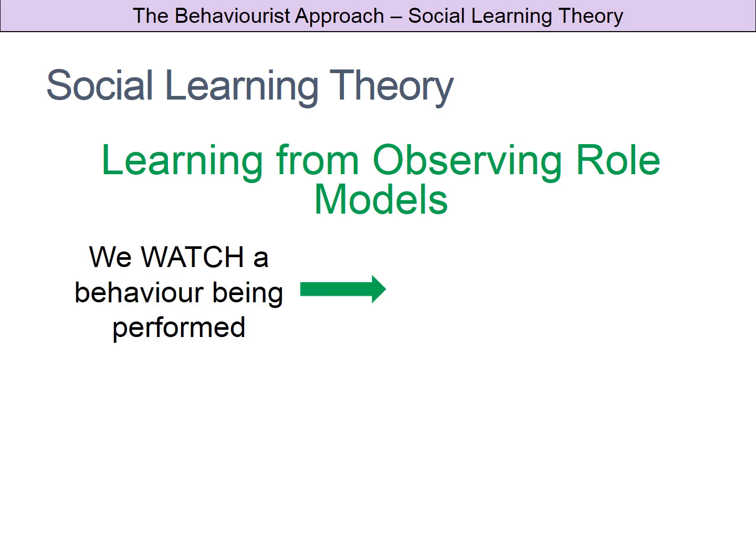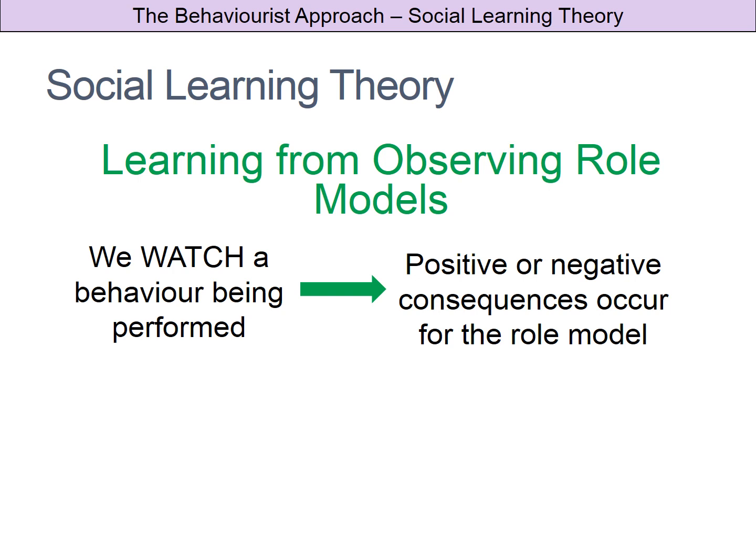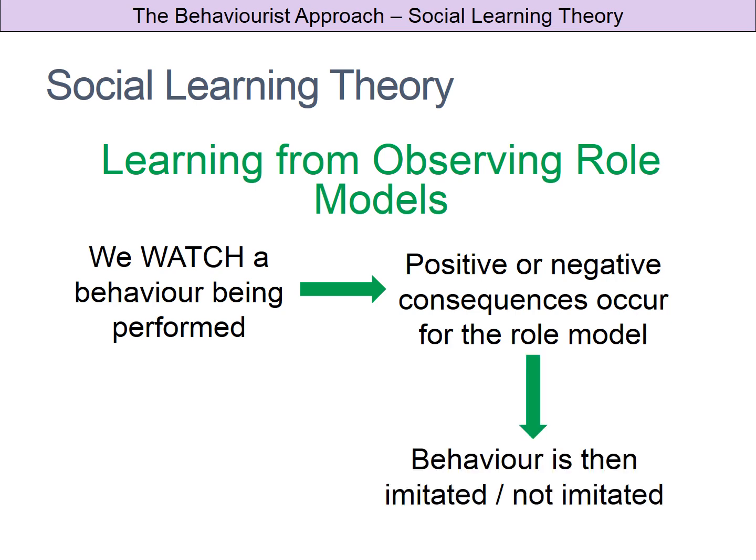So in this case, we watch a behaviour being performed. We see whether positive or negative consequences occur for the role model. So this is a key difference. These aren't consequences which occur for us. These are consequences which occur for the person we're watching. And then we decide whether or not to imitate that behaviour based on those consequences.